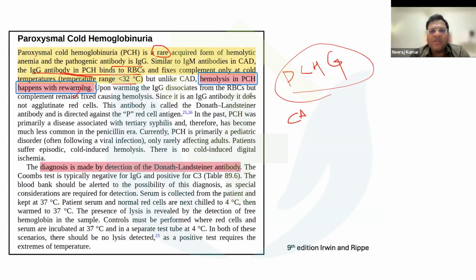The second point is, hemolysis always occurs when you rewarm your patients, but this hemolysis will not occur if you rewarm your patient in CAD. The second important aspect is the diagnosis is made by detection of Donath-Landsteiner antibodies. And if you do a Coombs test, typically the IgG will be negative and complement will be positive. So complement will be positive in both cases, but your IgG and IgM will be negative for CAD diagnosis. So you have to carefully look at all these options.